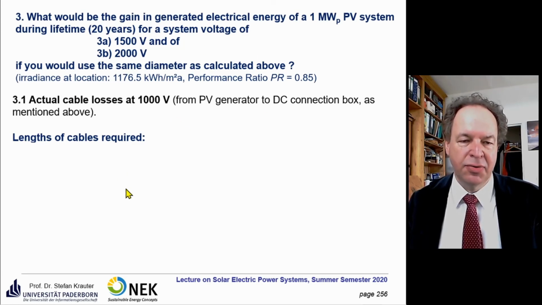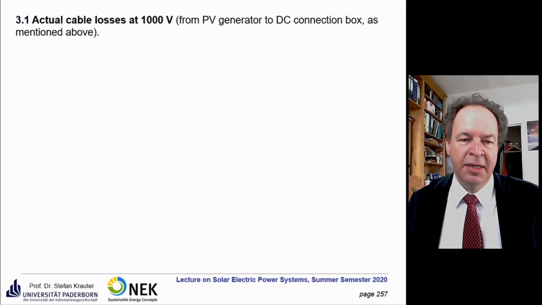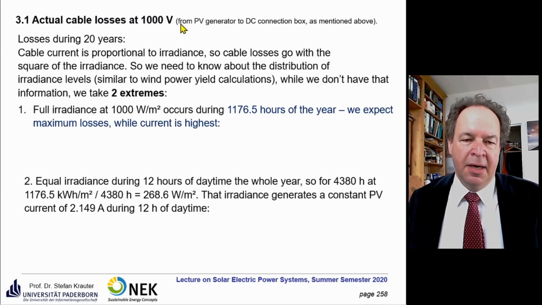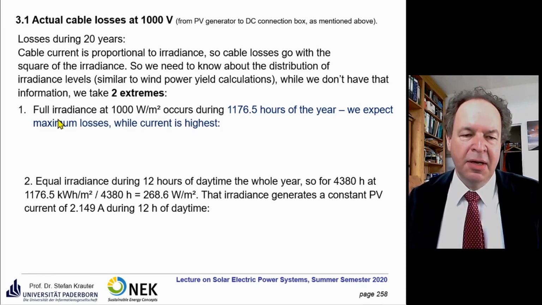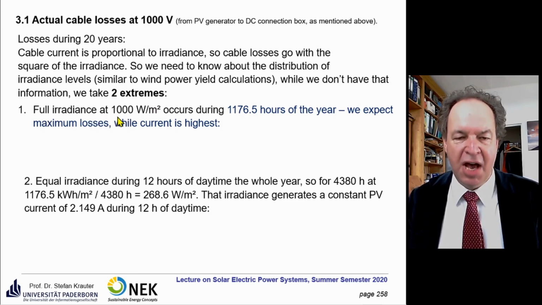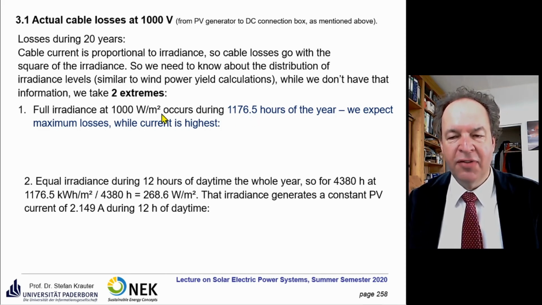The actual cable losses. So you just first calculate the length of the cable required, and then you calculate the cable losses at 1000 volts. The losses, there are two extremes that you should consider. Maybe that was not visible in the task that you see here. Because the current is rather different, we take into consideration two extremes. We take the highest current, which occurs if you have standard test conditions, 1000 watt per square meter, and it occurs for 1176 hours per year, and you don't have any low irradiance there.